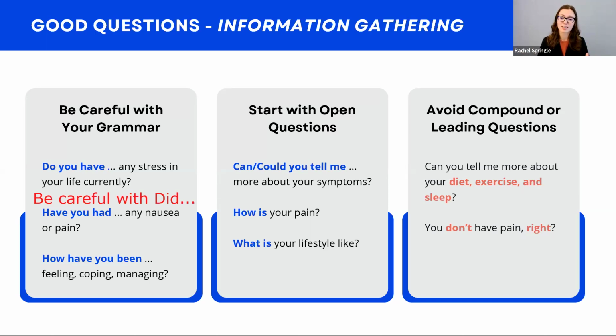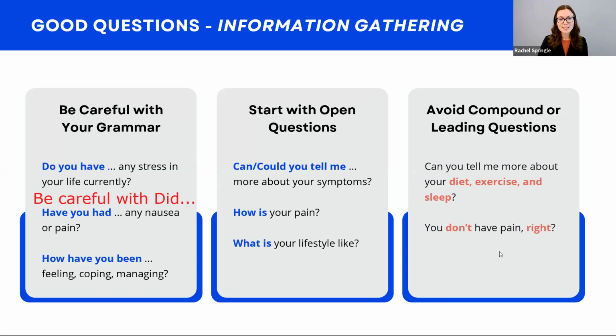So it's better to say, can you tell me about your lifestyle? First, your diet, and then go into the next question, then your exercise, and then your sleep. So simple is better when you're asking multiple questions at once. It's going to cause confusion and lead to penalties with your information gathering score.